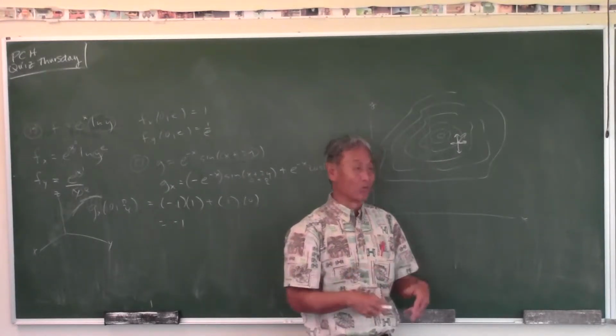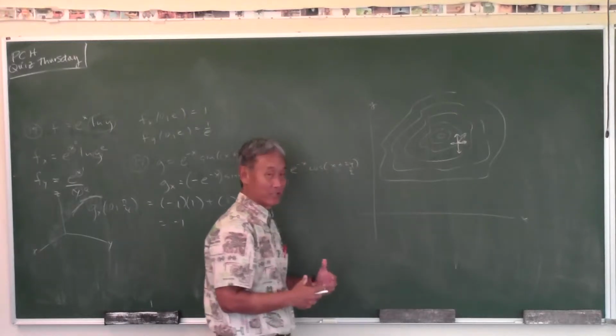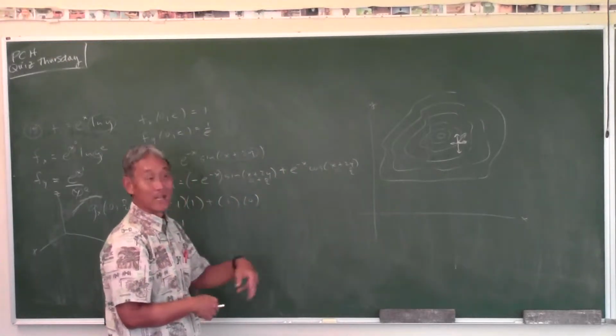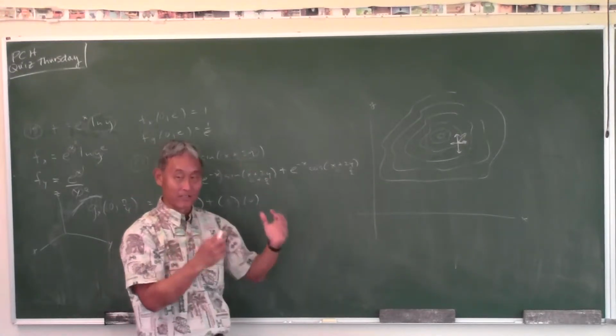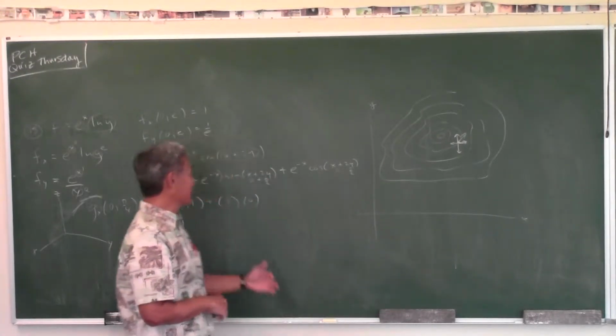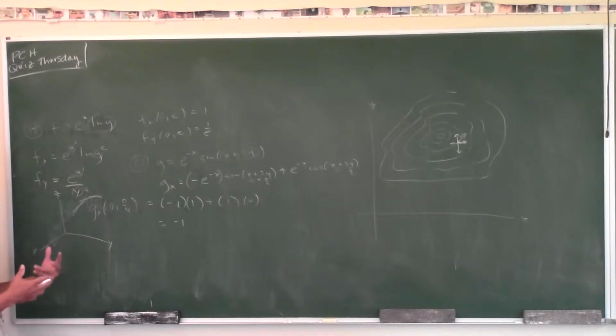So we're going to learn that next chapter. It's called the directional derivative. It can be in any direction, not just in the x or the y direction, any direction. So actually these are simpler because you're just looking at the slope only in the x and the y direction.